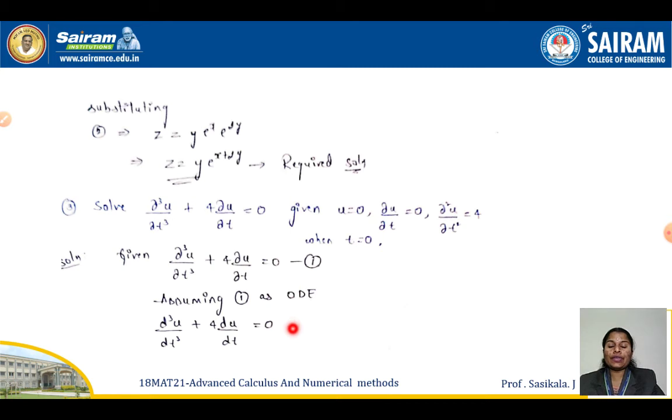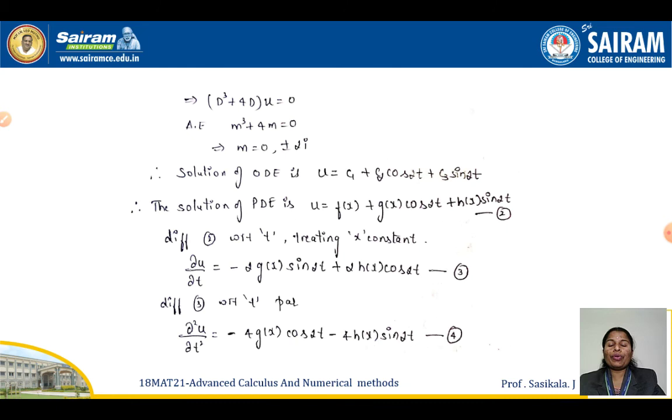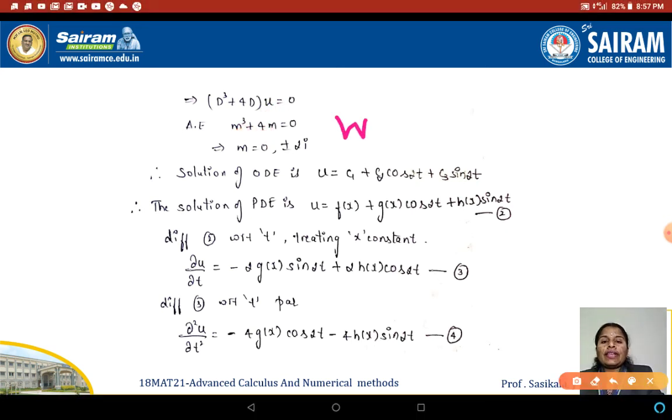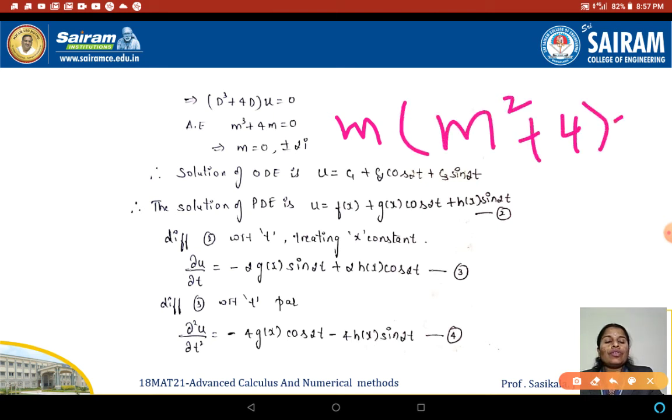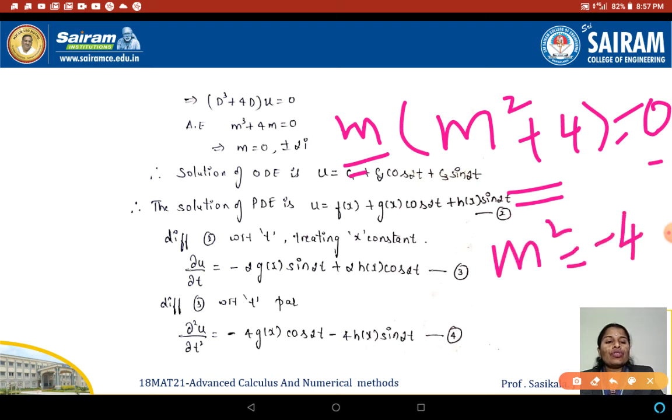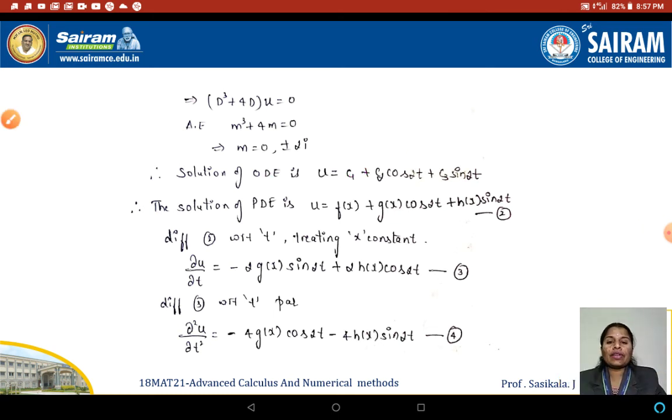So first write equation number 1. Assume it as an ordinary differential equation, and you will get d cube u by dt cube. Again introduce the differential operator, and you will get an equation like this. In this, take out m as common. So I can write m of m squared plus 4 equal to 0. So m is equal to 0, or m squared plus 4 equal to 0. So m squared is equal to minus 4, and m will be plus or minus 2i. That's why we got 0 and then plus or minus 2i.